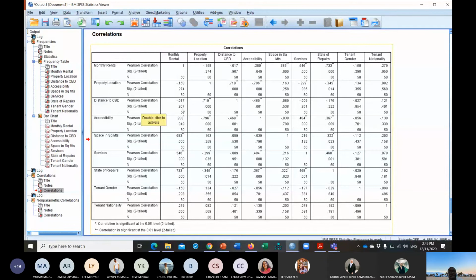So what it means is that if your distance to the CBD is even short, if there is no good accessibility to that distance, it will affect your rent. So distance is not affecting rental value if the accessibility is good. What it means is that wherever you stay, no matter how far you are, if your accessibility is good, you can easily access the center from there. Then it's the accessibility that determines the rent, not even the distance.